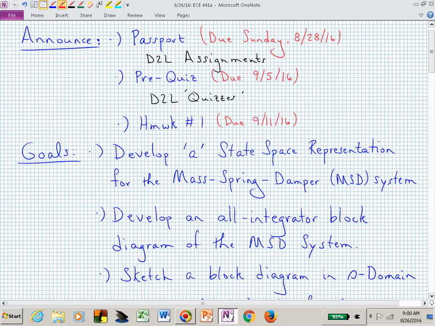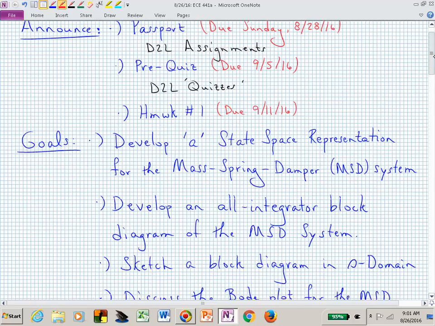To start with the announcements, we have the passport assignment that you can turn in on the assignments page, and that's due Sunday. The pre-quiz is due on the 5th of September. I'm not calling it a prerequisite quiz, just a pre-quiz, to see where we're at as a class. And homework number 1 has been posted, and I did change the date that it's due. I noticed that they like to work on D2L on Friday evenings from 10 p.m. to 2 a.m., so I said let's avoid that, and now it's pushed off. I think it's due Sunday evening at 11:59 for homework number 1.